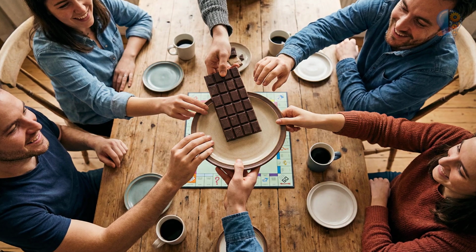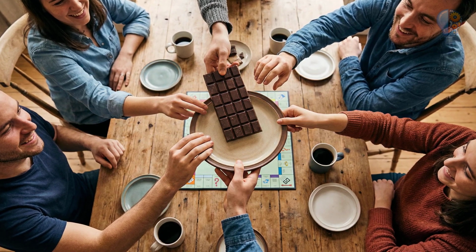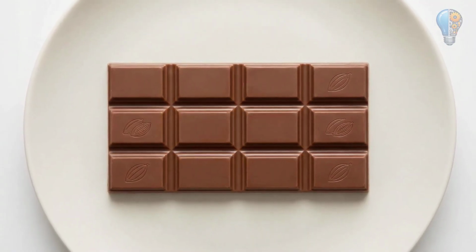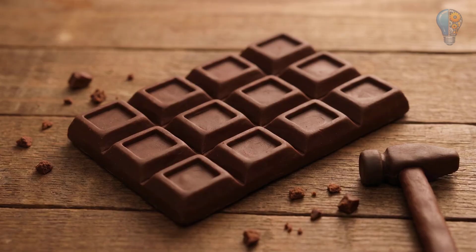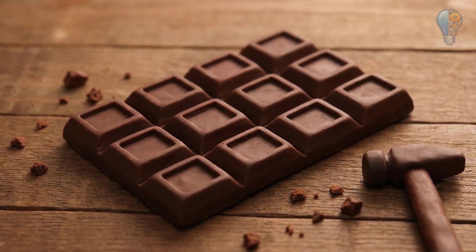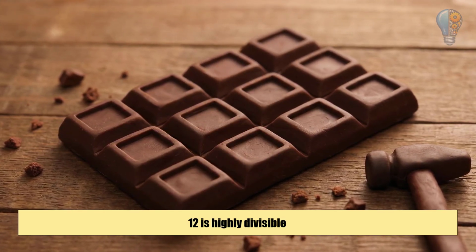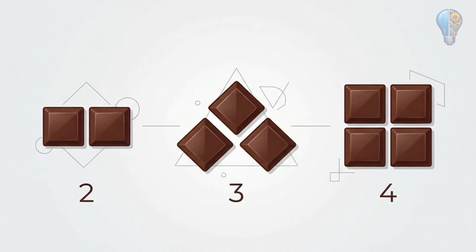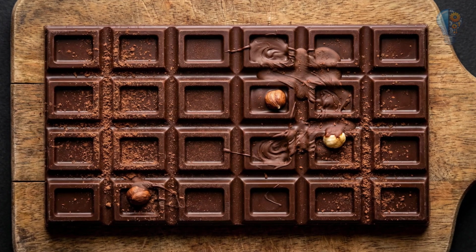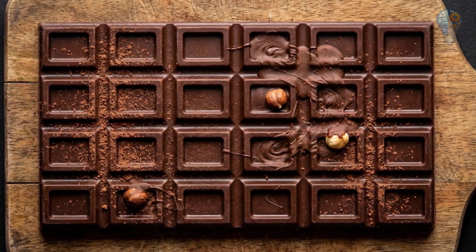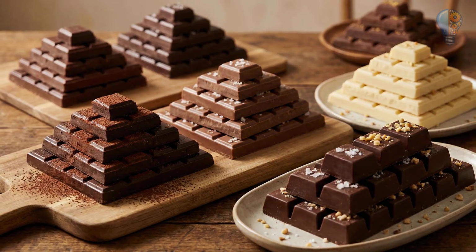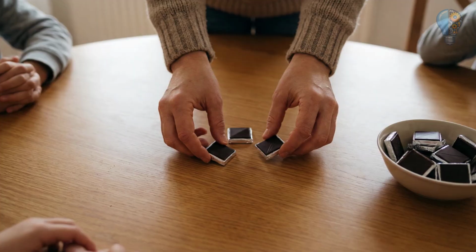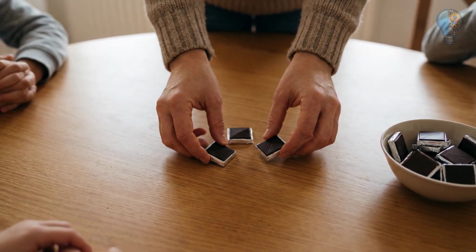There's also fascinating mathematics in how chocolate bars are designed for sharing. A standard chocolate bar might be divided into 12 pieces arranged in a 3x4 grid. This number isn't random. 12 is highly divisible. You can share it equally between 2, 3, 4, 6, or 12 people without cutting any pieces. This is why you see numbers like 12, 15, 20, and 24 appearing frequently in chocolate bar designs. They're numbers with many factors, which makes equal division easy.